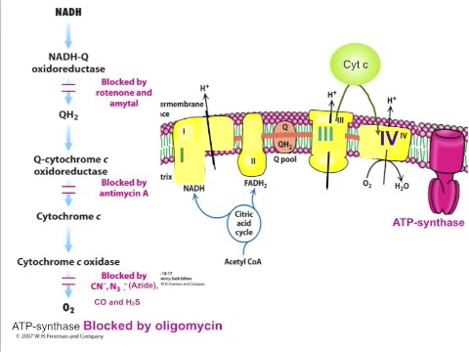Some of these have effects on the electron transport chain, and others have an effect on ATP synthase directly. It is important for you to know these. You will be expected to know them. Complex 1 is blocked by rotenone and amytal. Complex 3 is blocked by antimycin. Complex 4, cytochrome oxidase, is blocked by cyanide, azide, carbon monoxide, and H2S, hydrogen sulfide. ATP synthase itself is blocked by oligomycin.